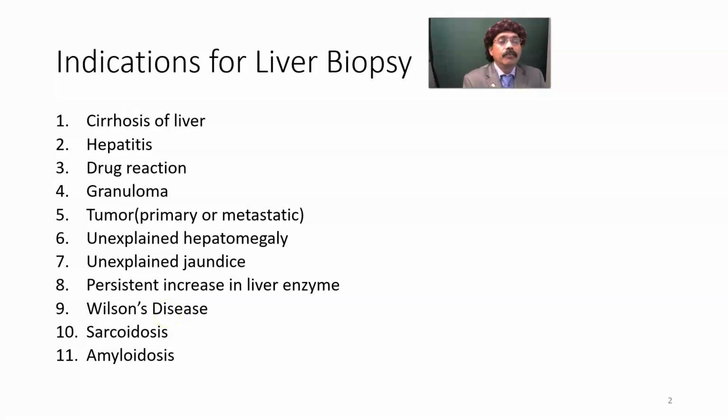In Wilson disease there will be cirrhosis of the liver and a Kayser-Fleischer ring around the eye, around the limbus, the junction between the cornea and the sclera at the peripheral part of the cornea. There will be damage to the basal ganglia, like the putamen and globus pallidus, due to lack of an enzyme called ceruloplasmin. In that condition, liver biopsy is also an indication. Also sarcoidosis and amyloidosis, where amyloid is deposited in the liver.